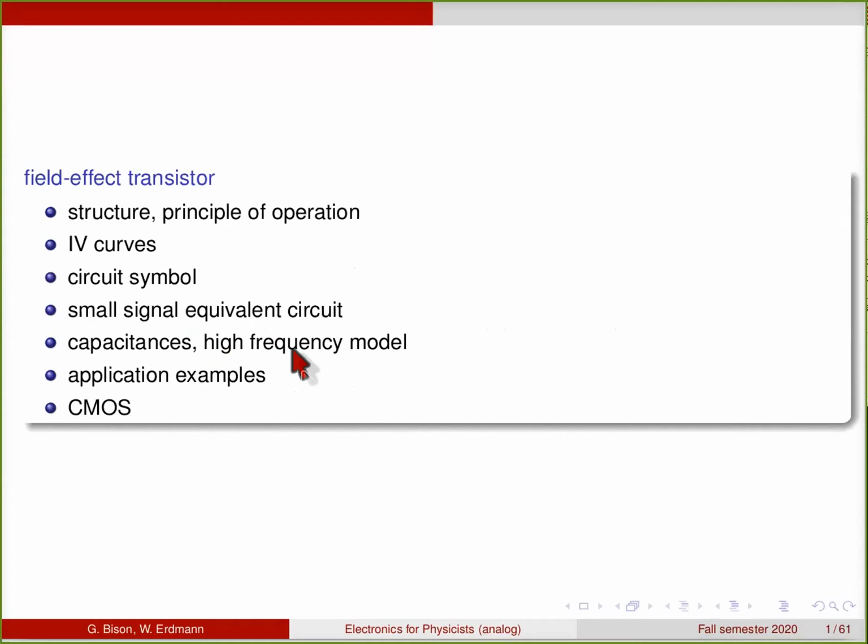We start with the structure and the principle of operation, and discuss the IV characteristics of these devices, and then move on to circuits, look at the circuit symbol and the small signal equivalent circuit, and also the high frequency behavior for which we need to understand the capacitances. And then we'll go through some application examples and finally switch to CMOS, one of the most important applications of these transistors, in terms of numbers of transistors the most important.